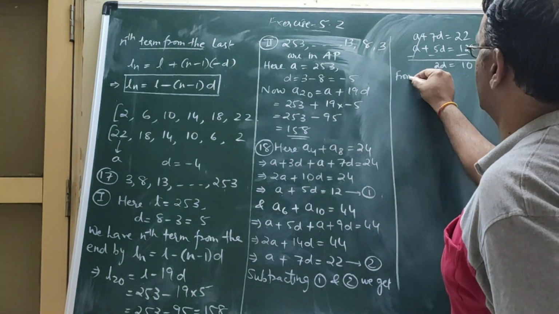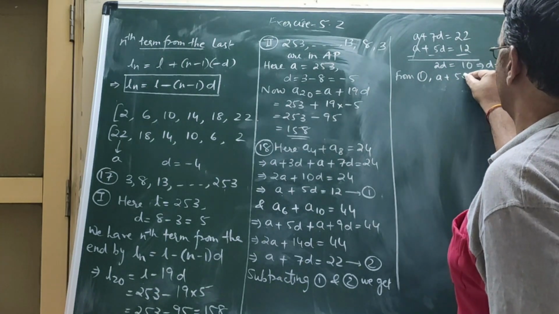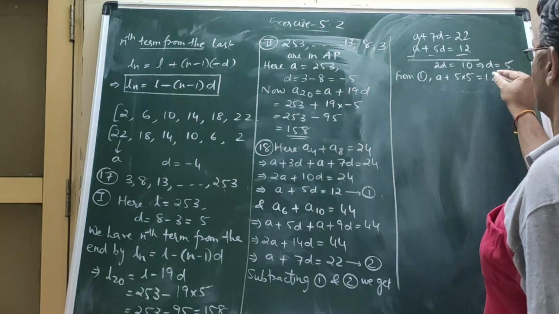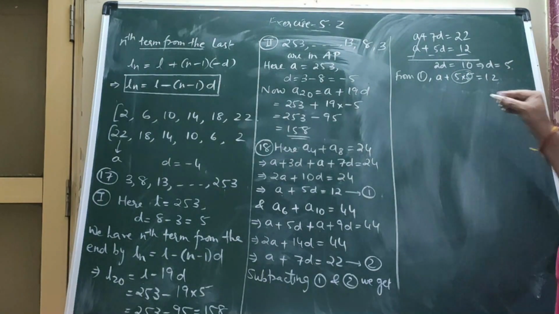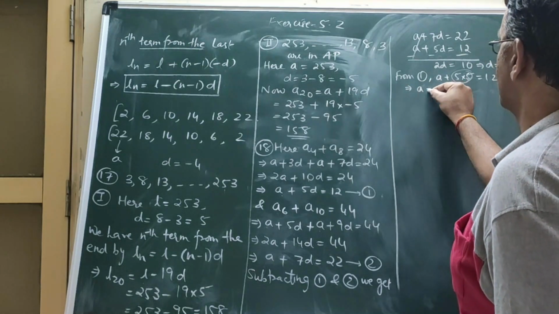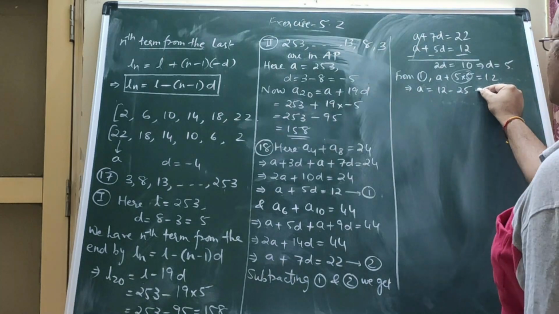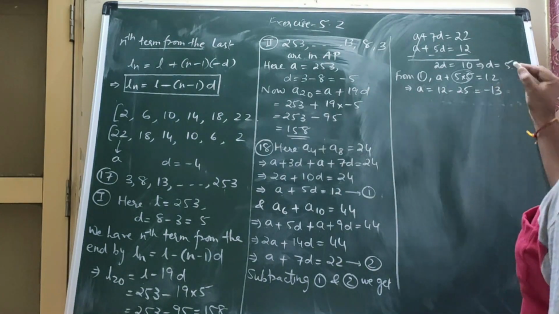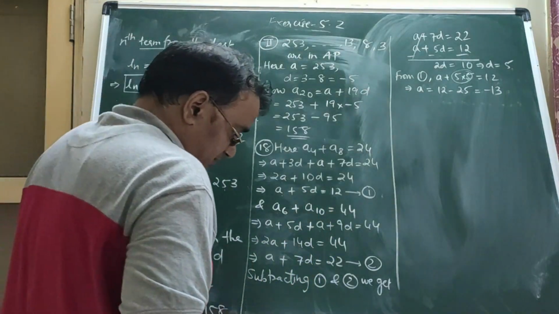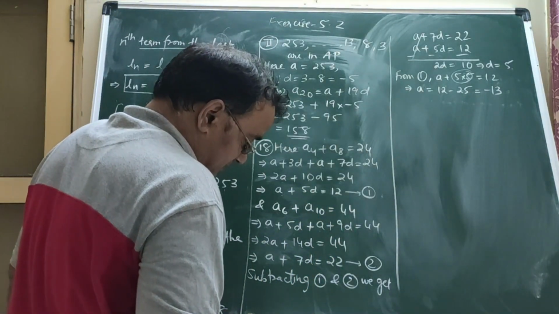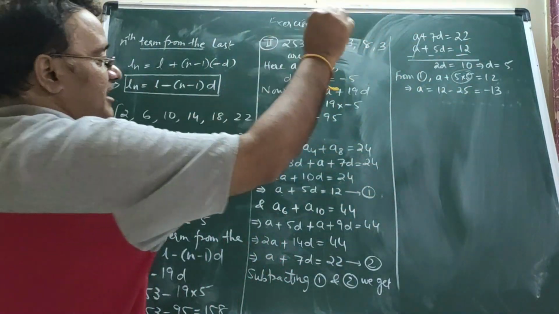So from 1, A plus 5 into 5 is equals to 12. What is 5 into 5? 25. So 25 will shift to this side. So it will become minus 25. Okay. So 12 minus 25 is minus 13. What we need to find? Find the first 3 terms of an AP. So D भी निकल गया, A भी निकल गया.